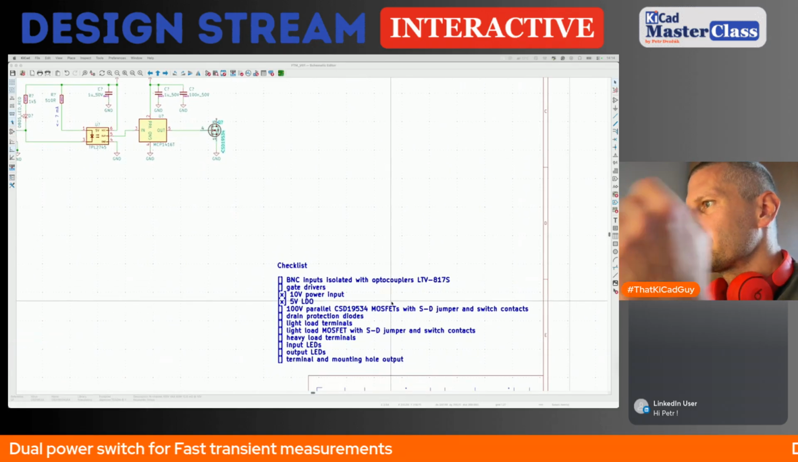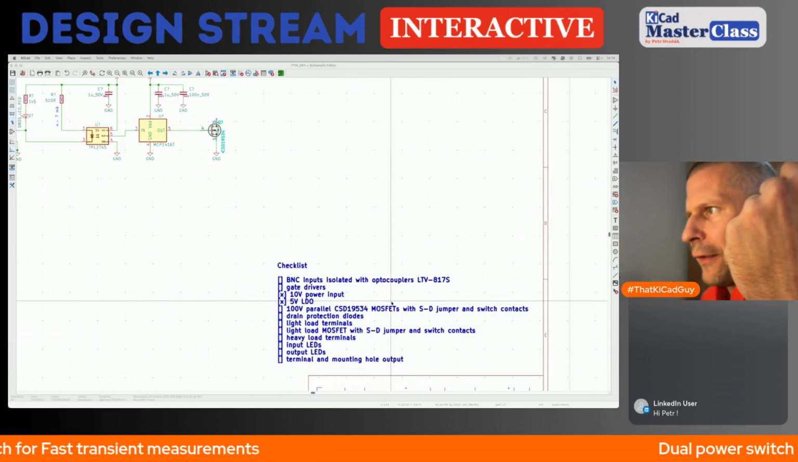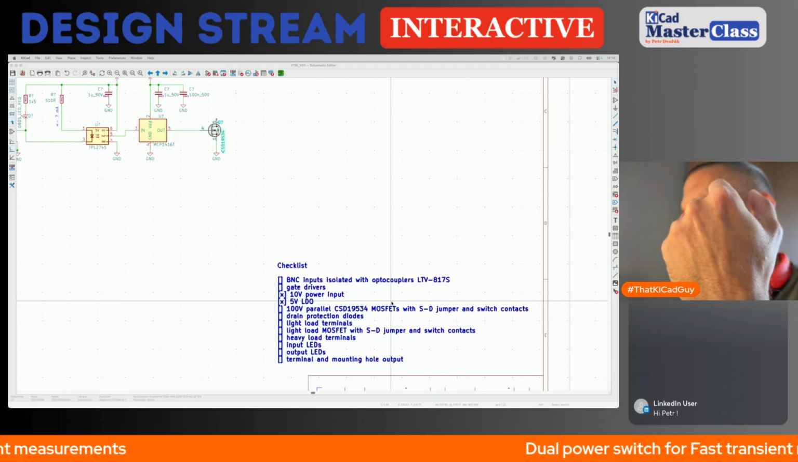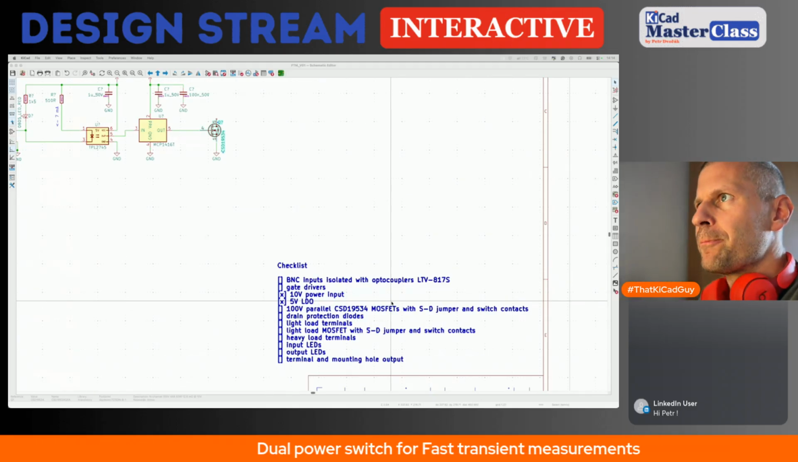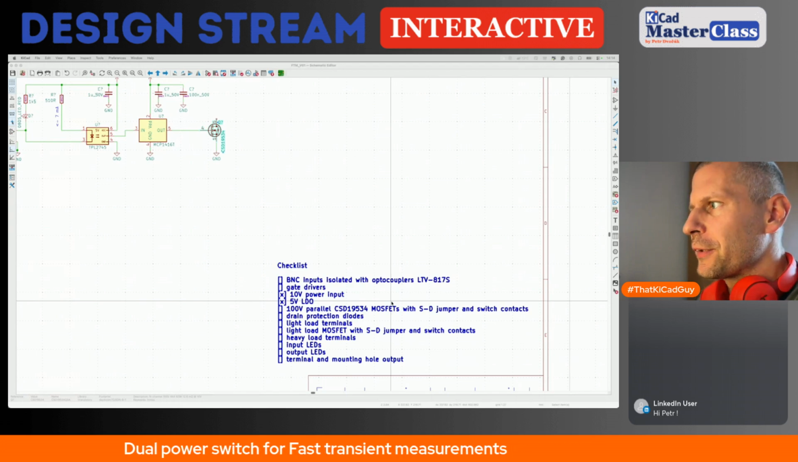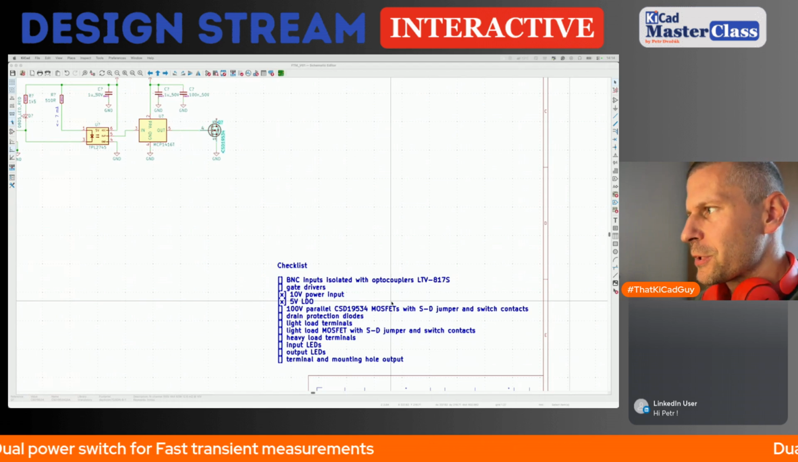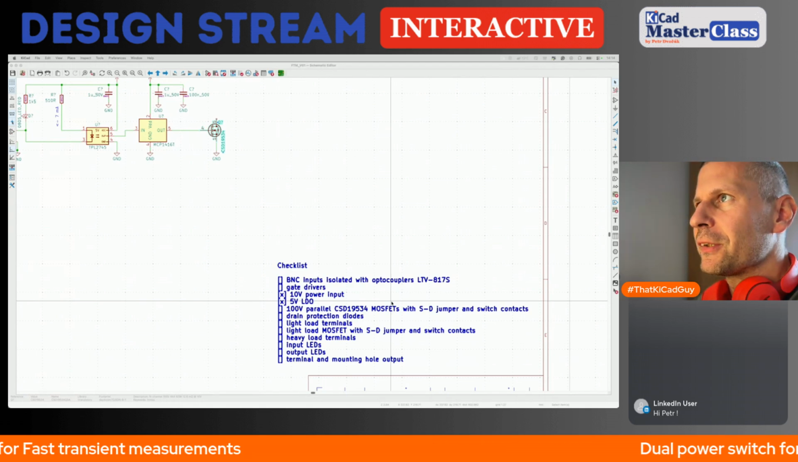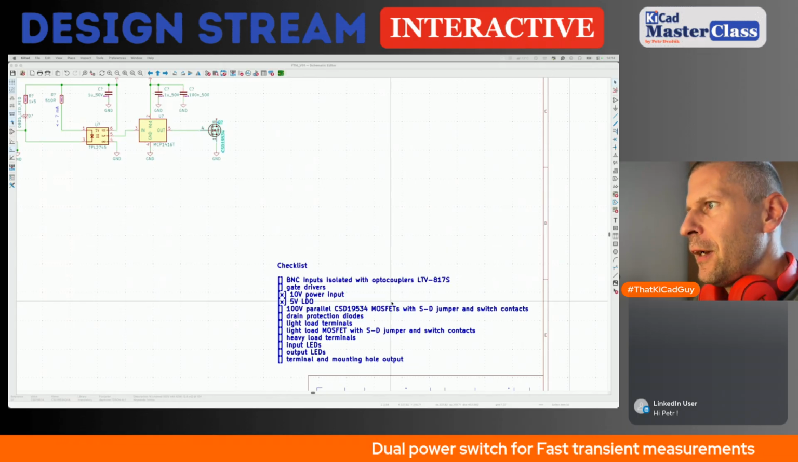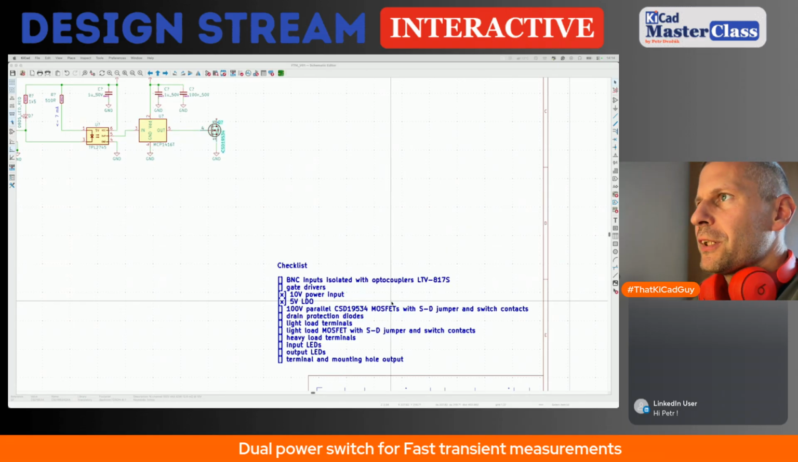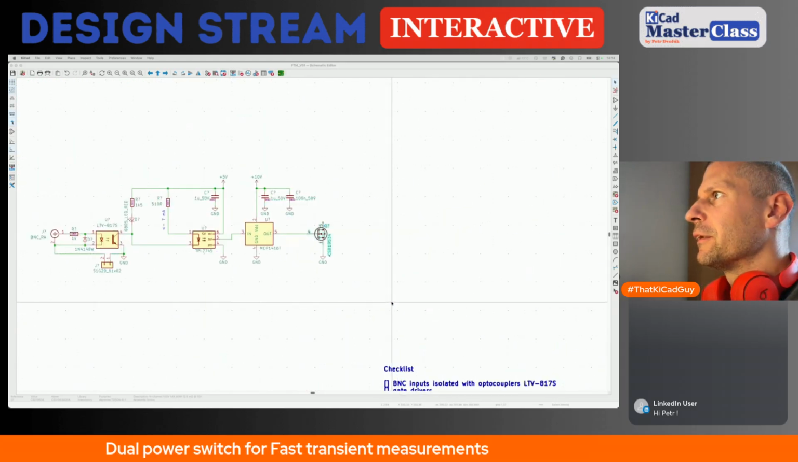So, 2 parallel MOSFETs with the ability to connect a jumper or switch between source and gate to short circuit the switch. Drain protection diodes. Yeah, I will use these.